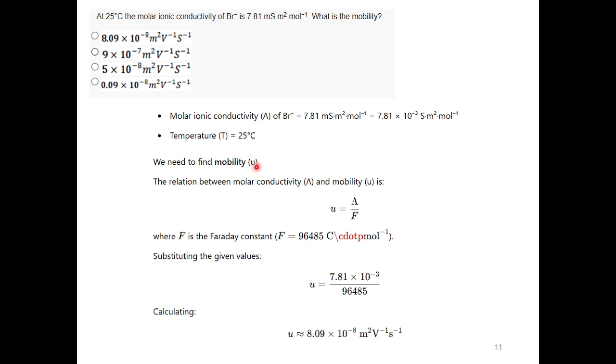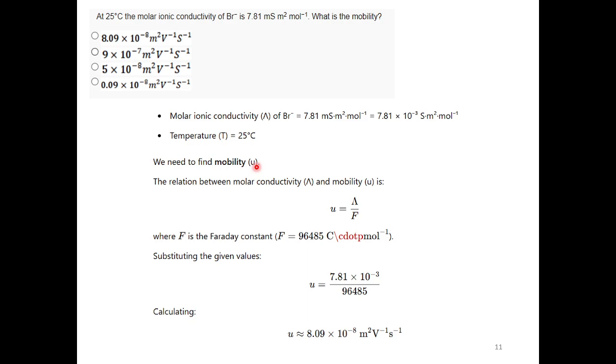And here the ionic conductivity is already given for Br minus, 7.81 millisiemens into meter square into mole inverse, and from there you can get the value in Siemens into meter square into mole inverse, and temperature is 25 degrees Celsius. We need to find the mobility U. The relation between molar conductivity and mobility is mu equal to lambda by F, where F is the Faraday constant, 96,485 coulomb, and lambda is the molar ionic conductivity.